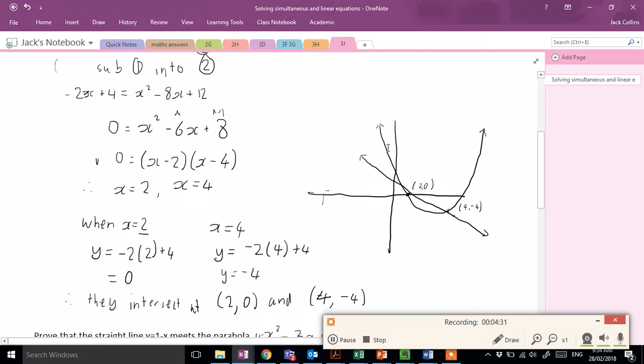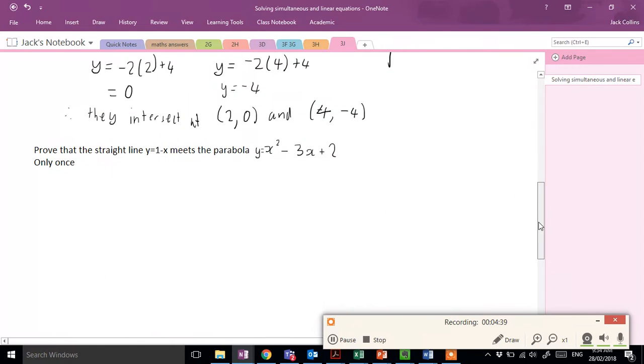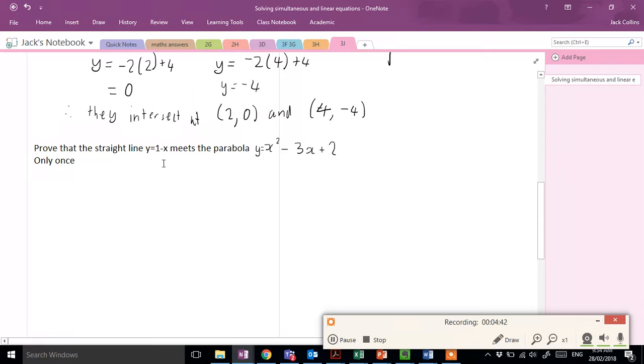The only step there is you'd probably take time to actually find the x-intercepts and y-intercepts of the parabola and also the straight line there. Alright, once you have a look at this question here, prove that the straight line y equals x meets the parabola y equals x squared minus 3x plus 2 only once, and we'll go through that in the next video. Hint here is you still want to use the substitution method to find how many times they actually meet and where they meet.